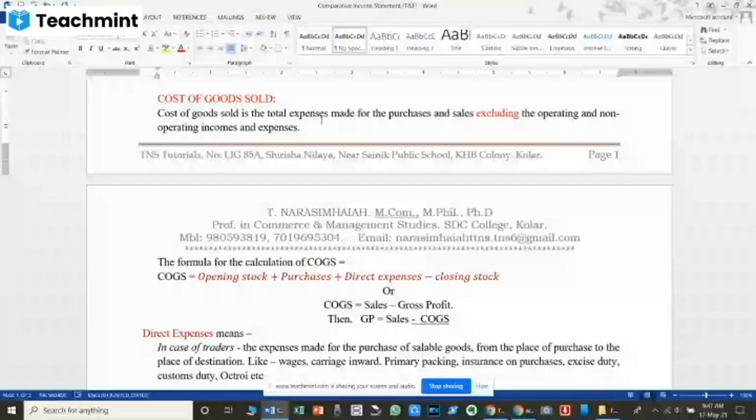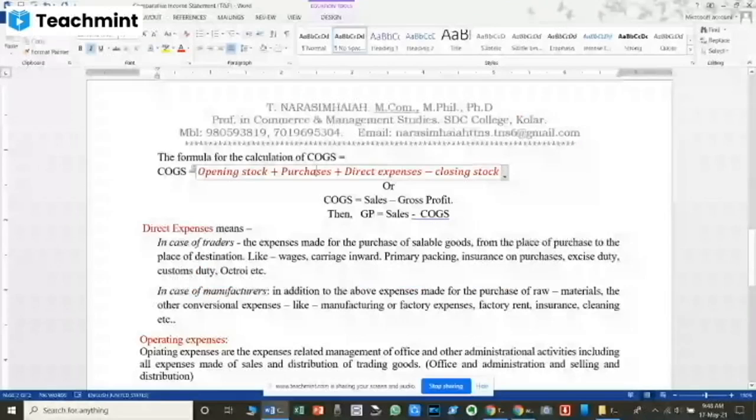But mathematically, how are we going to calculate here? Opening stock is presented on the debit side of the trading account. Purchases, debit side of the trading account. Direct expenses, here I mean the wages, carriage inward, factory expenses, manufacturing expenses, and all indirect taxes paid on purchase of goods. These are all the expenses recorded on the debit side of the trading account. Keep in mind, opening stock, purchases, direct expenses and all other expenses are debited to the trading account. From the total of the debit side of the trading account, if we deduct the closing stock, then we are going to get the cost of goods sold, COGS.